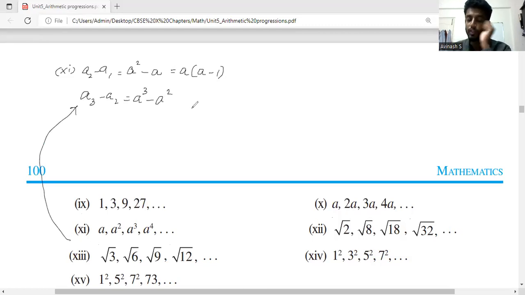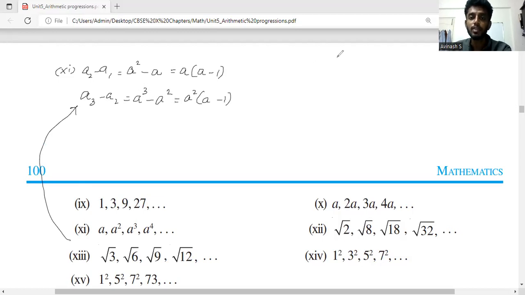When you look at 11 subdivision, again here A square can be taken common out because A square is common in both the terms. So when A square is taken common out, you get 1A here. And when this A square is taken out, you get only 1 here.